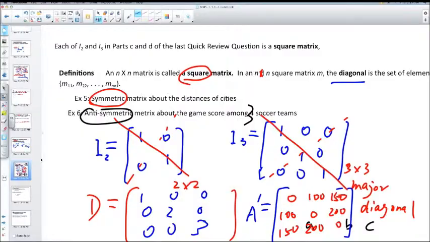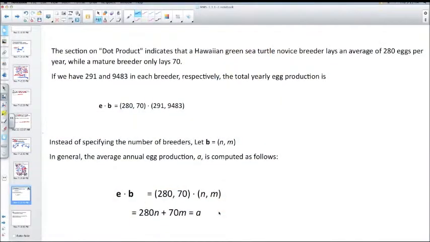Okay, we got a few concepts: identical matrices, diagonal matrices, symmetric matrices, anti-symmetric matrices. In the next 10 minutes, we are going to learn how to write the equations into matrix form. And we know the dot product.